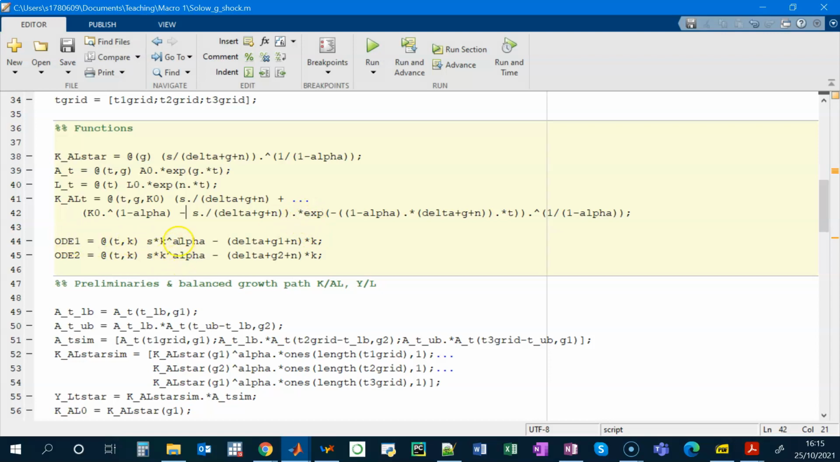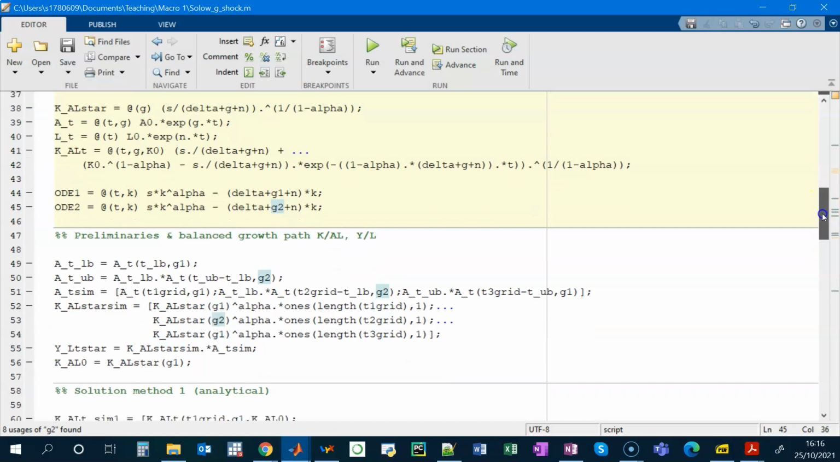And over here, I'm just declaring some functions that are the right-hand side of the ODE. So this is just savings, S times output, and then effective depreciation here, for the two different levels of growth.